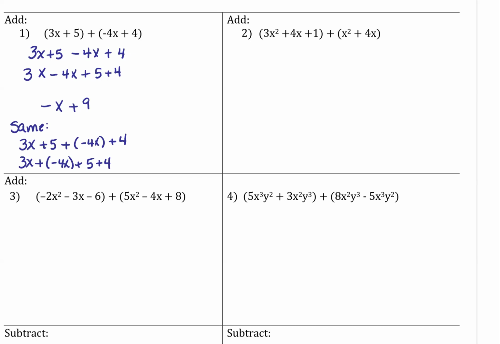Number 2. The parentheses here are just showing you that you have a trinomial plus a binomial. So I would consider rewriting this with your like terms together.